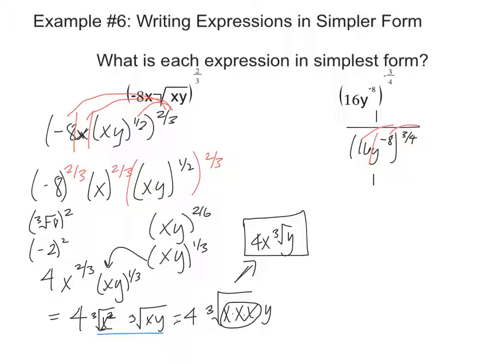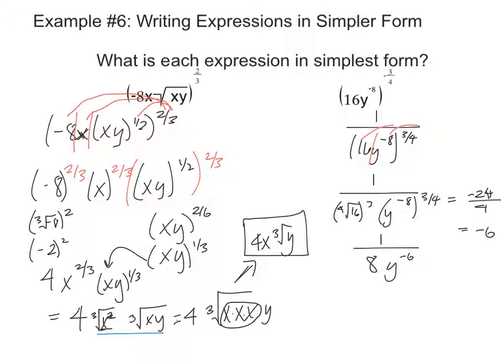This is going to be 1 over the 4th root of 16 to the 3rd. And this y to the negative 1/8, let's just keep it negative 8 for now because we're going to see something. Negative 8 raised to the 3/4. Okay, the 4th root of 16 is 2, and 2 cubed is 8. So this is 1 over 8. But then negative 8 times 3/4 would give you negative 24 over 4, which is really negative 6. So this is y to the negative 6. And so finally, to make that positive, we're going to move that to the top. So this answer is going to be y to the 6th over 8.